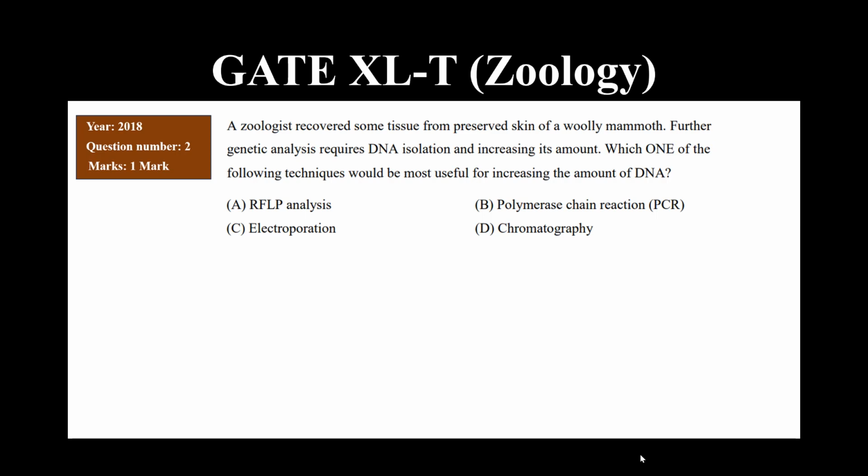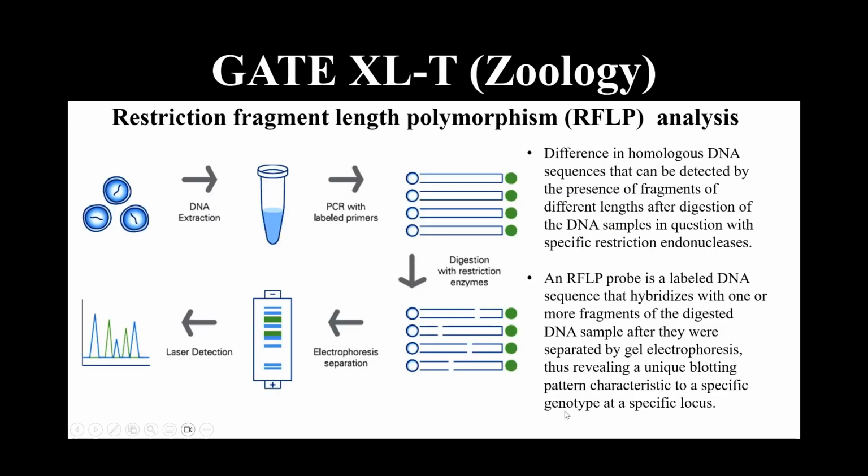As you can see, the question very clearly mentions a technique that relies on the principle of increasing the amount of DNA. To answer this question, we can look at the definition of each of these options individually. The first is RFLP analysis, or restriction fragment length polymorphism analysis. In this method, we detect the differences in homologous DNA sequences by the presence of fragments of different lengths after digestion of those DNA samples with specific restriction endonucleases.